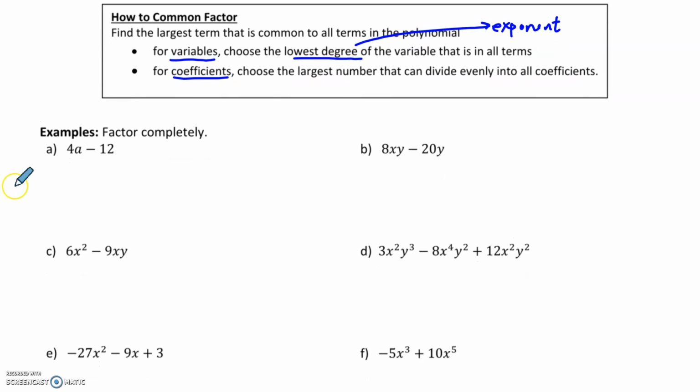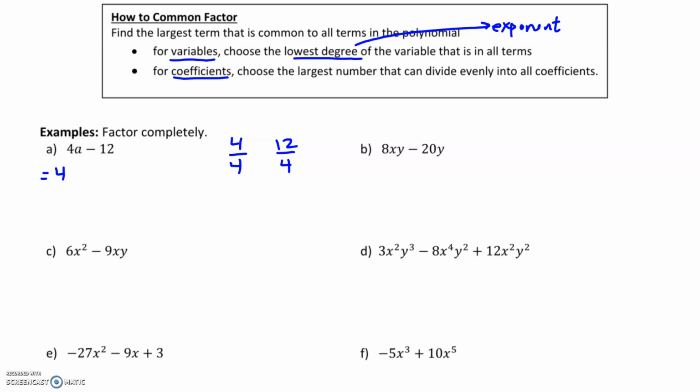So we're going to factor completely. So let's start with the coefficients. Between 4 and 12, what number divides into both 4 and 12? The largest number possible. And that would be 4, right? If I have 4 and 12, I know I can divide 4 by 4 and 12 by 4. And so that's what I'm going to write out front. So we are saying that this 4 here is common to both terms.